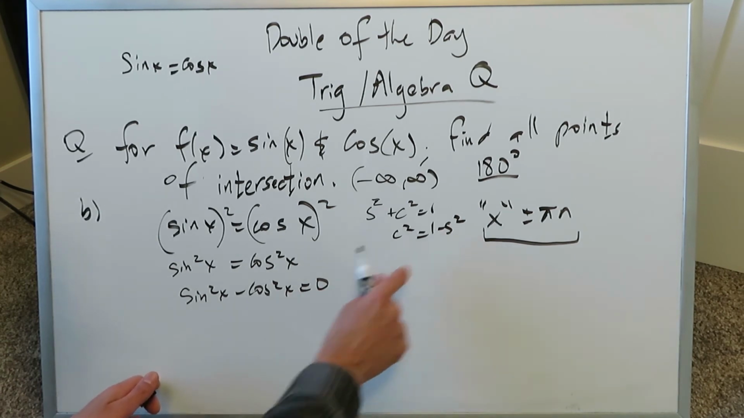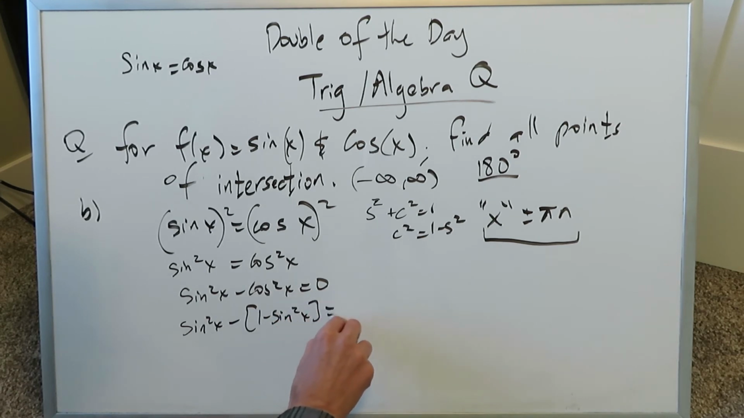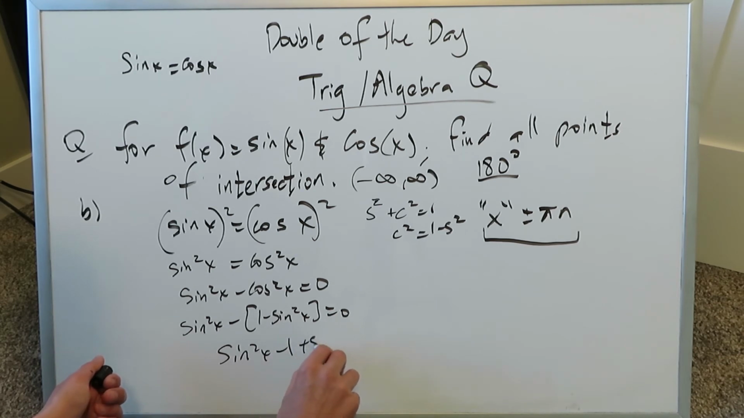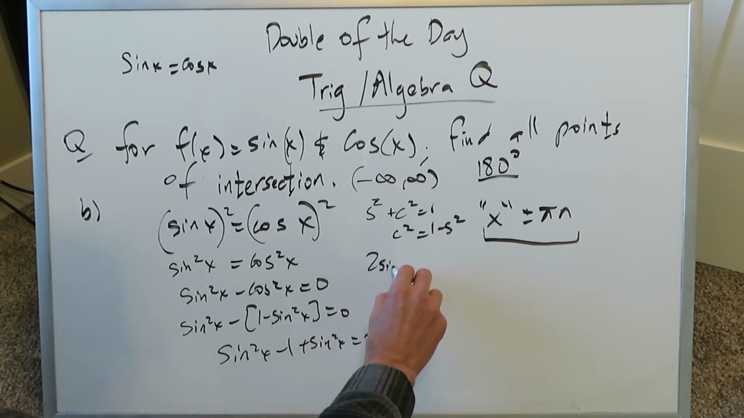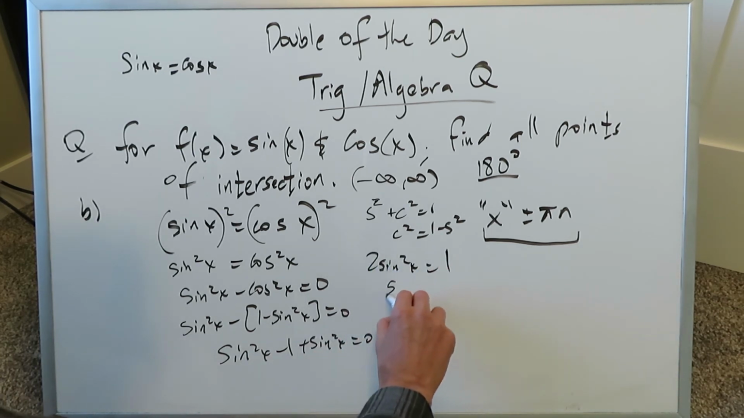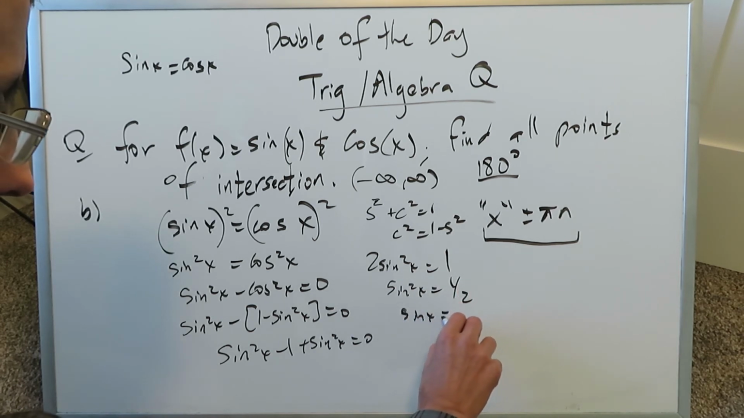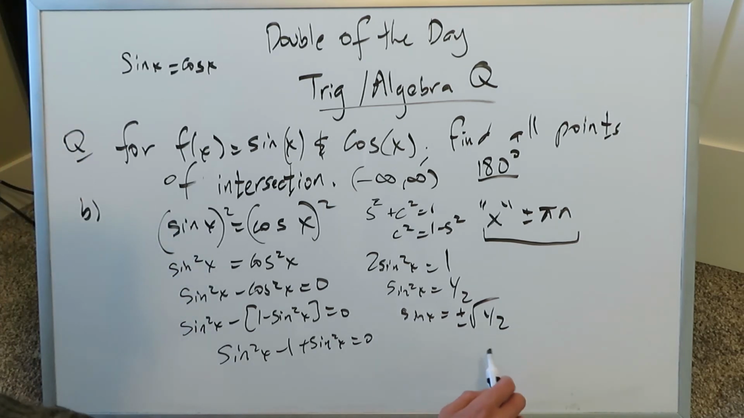Right here I can substitute this 1 minus sine square x. Sine square x minus 1 minus sine square x is equal to 0. Open everything up. Sine square x minus 1 plus sine square x is equal to 0. Take this 1 on the other side, combine the sine square x. We have 2 sine square x is equal to 1. Sine square x is equal to 1 over 2, and then sine x is equal to the square root of that, which is plus and minus 1 over root 2.